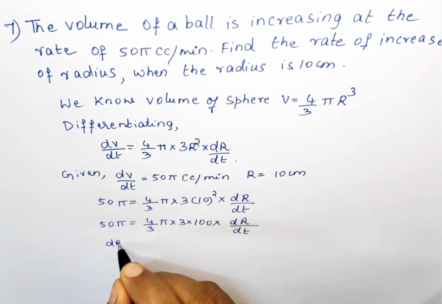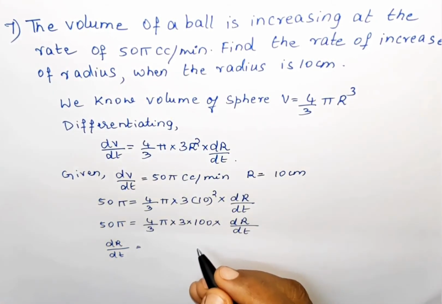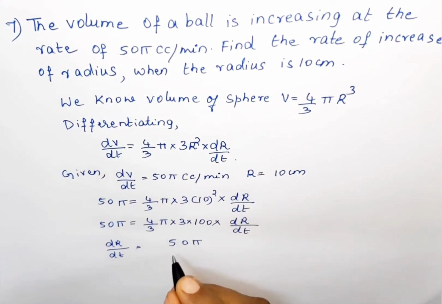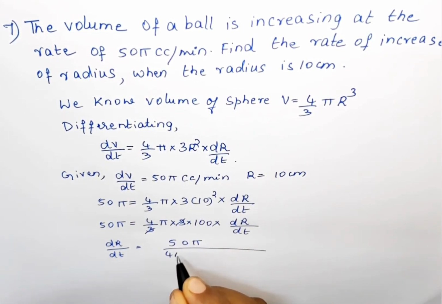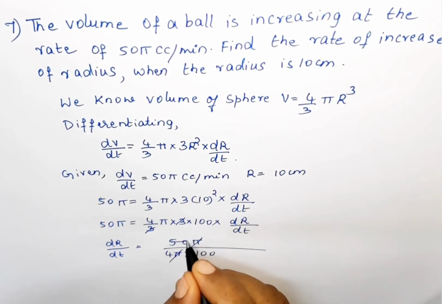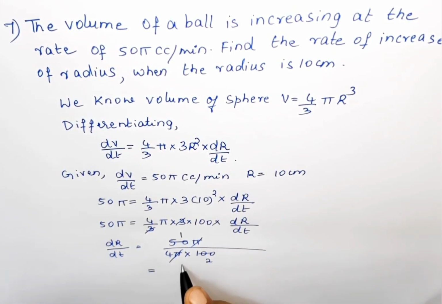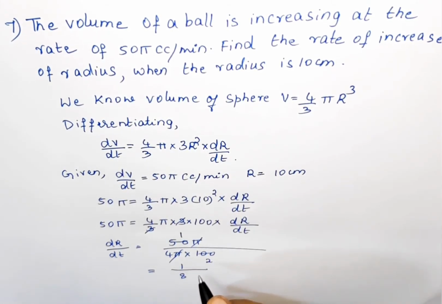Now we have to find dr/dt because they have asked us to find the rate of increase of radius. So dr/dt becomes 50π over, let us cancel 3 and 3. The remaining we can write in the denominator, that is 4π into 100. Now we can cancel π and π here. 5 ones are 5, 5 twos are 10, so 4 into 2 is 8. So the denominator becomes 8, that is 1/8. So dr/dt is 1/8.